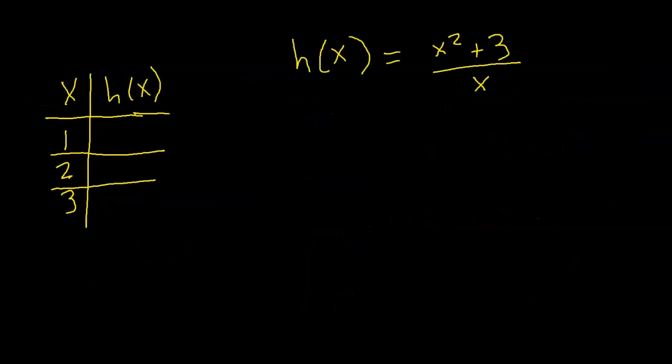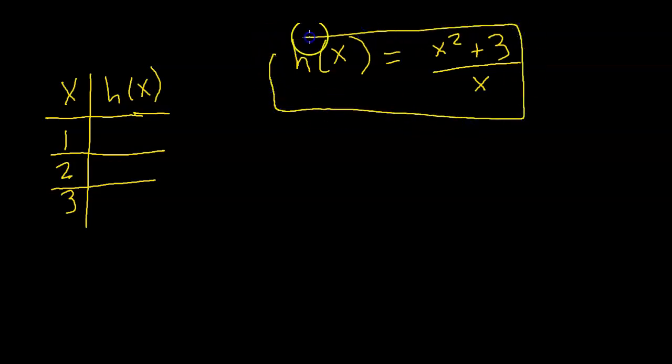All right, let's practice with a somewhat more complicated function, okay? So here we have the function h of x equals x squared plus 3 divided by x. This is where we're going to have to keep our order of operations in mind, right? Let's try to fill out this table for the 3 different inputs of x: 1, 2, and 3.